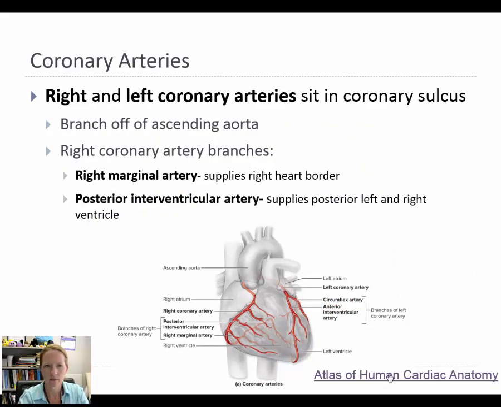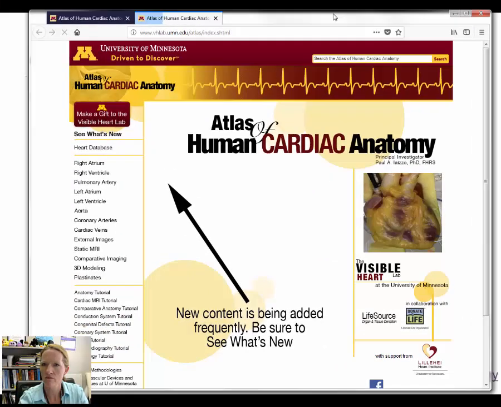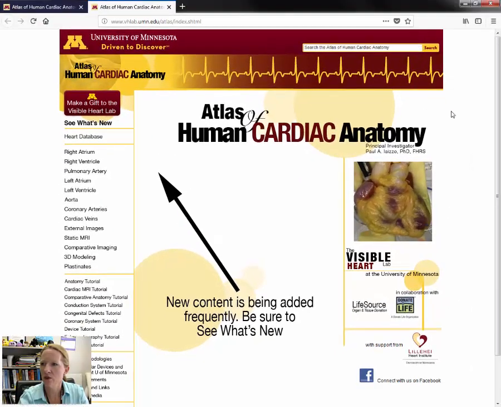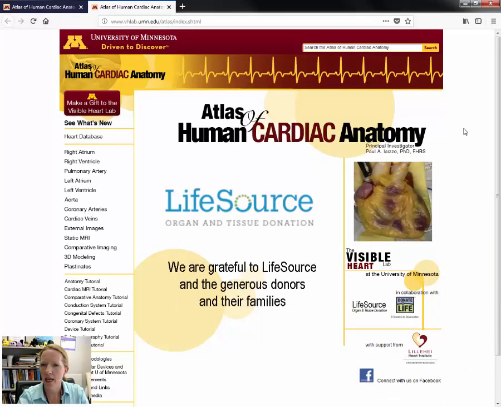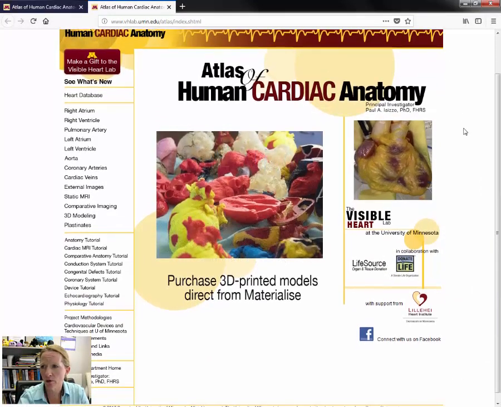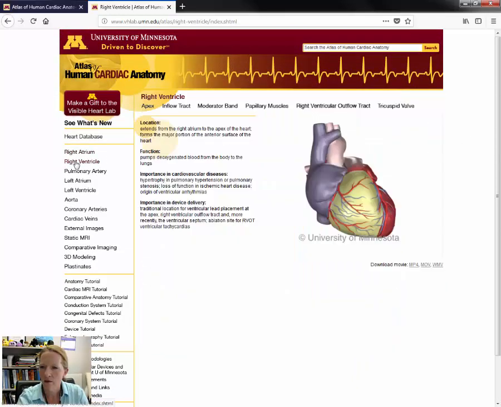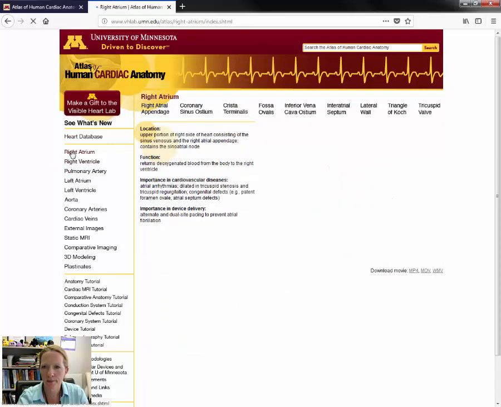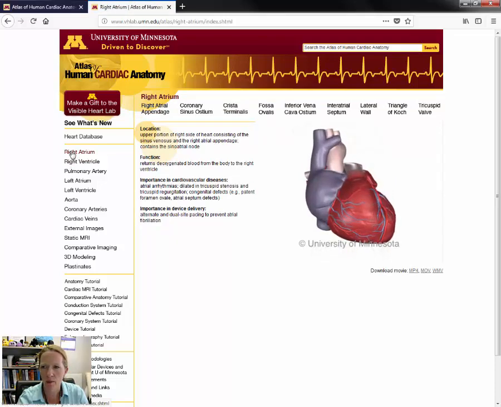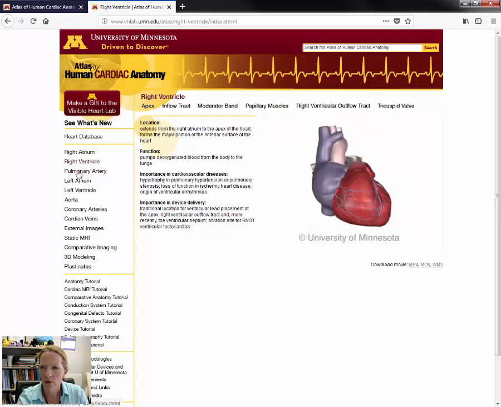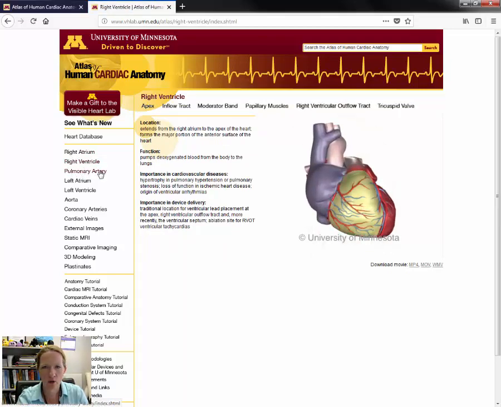Yeah. So let's go to this website right here. I'll post this on eCampus, but it's a way to help you if you're having difficulty with the A&P and knowing what structures are what. So you can go over here and click on different structures: the right atrium, the right ventricle, pulmonary artery. Some books will call pulmonary artery, pulmonary trunk, the same exact structure, so just be aware of that.